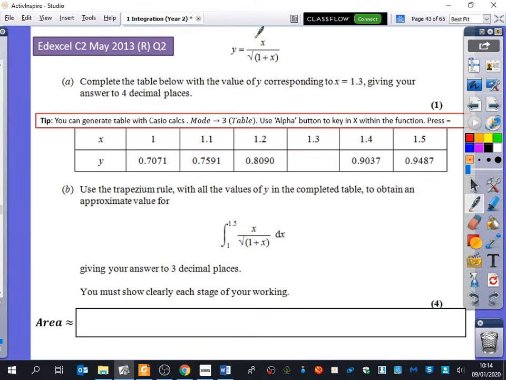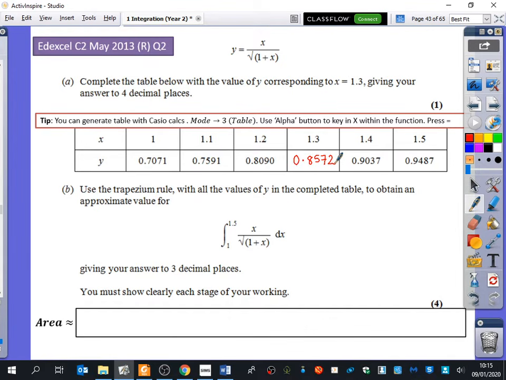So it'll be 1.3 over the square root of 1 plus 1.3. And to 4 decimal places, it is 8.572 to 4 decimal places. But you can, on your calculators, do these tables of values.